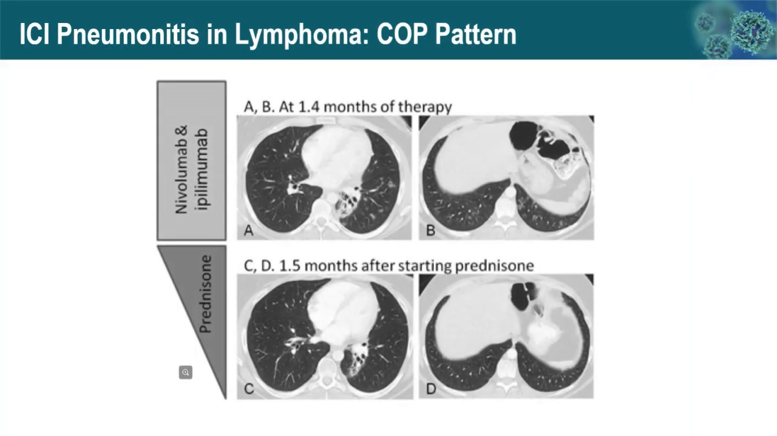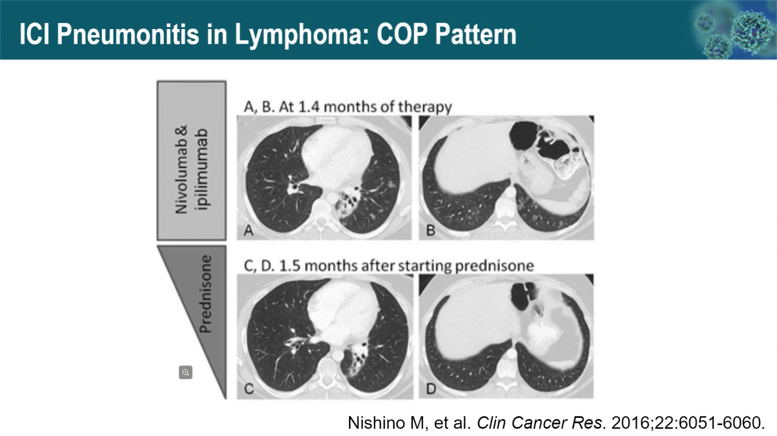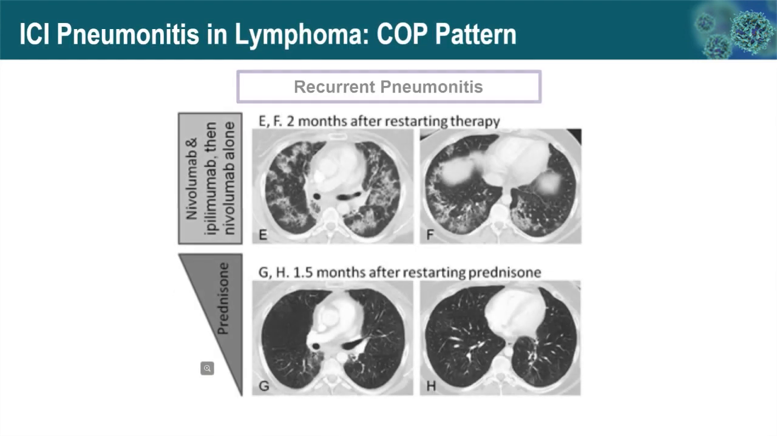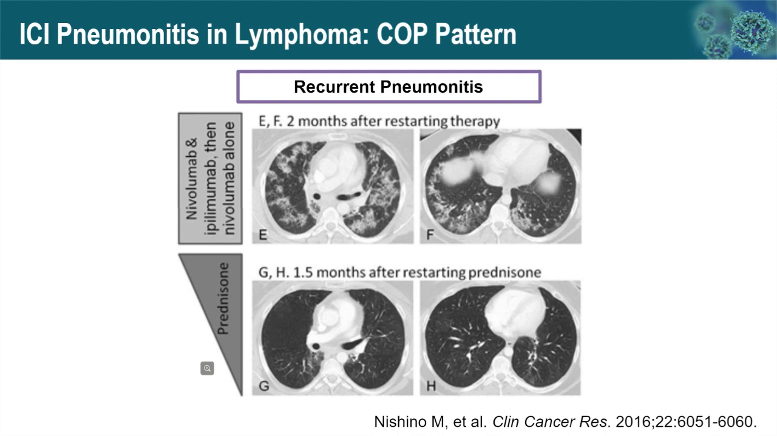So this is a patient with lymphoma treated with nivolumab and ipilimumab combination therapy. At 1.4 months of therapy, the patient developed these bilateral, relatively subtle but multifocal ground glass opacities and some consolidation, predominantly in centrilobular distribution, still falling into a spectrum of a COP pattern. Diagnosis of pneumonitis was made and the patient was treated with prednisone, and at 1.5 months after starting prednisone, most of the abnormalities have disappeared.